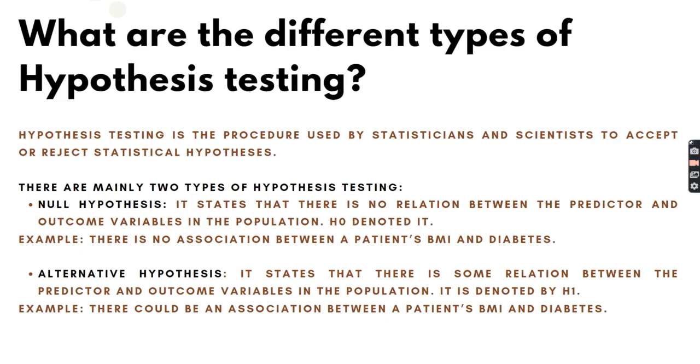Okay, so H0 denotes it. Example, there is no association between a patient's BMI and diabetes. Alternative hypothesis. It states that there is some relation between the predictor and outcome variables in the population. It is denoted by H1. Example, there could be an association between a patient's BMI and diabetes.